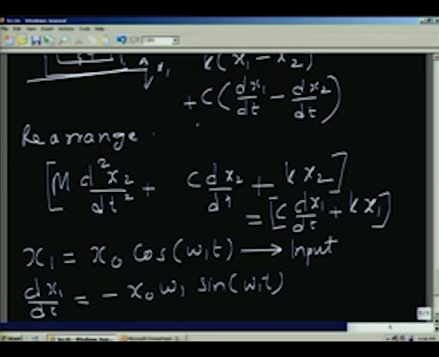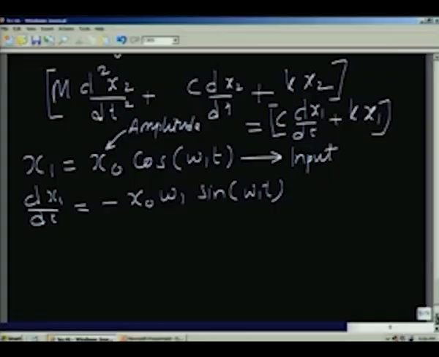Therefore, the right hand side can be written in terms of a given function of t, and x naught will be your amplitude of vibration. And in a vibration measurement, what I would like to measure is that x naught. X naught is what I want to measure. So, I can write the equation now. I can also divide by m.